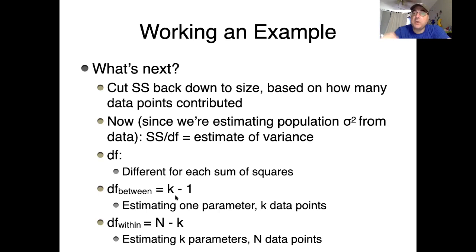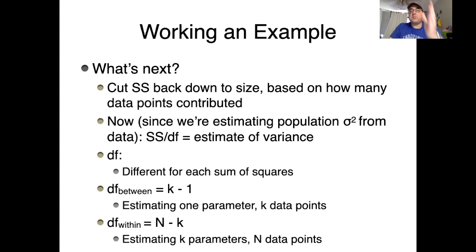That means that the degrees of freedom between, on the top in the numerator, is K minus 1. In this example, it's going to be 4 minus 1, or equal to 3. So when we have the sum of squares between, we divide that by 3 to get our variance between. Now, degrees of freedom within.